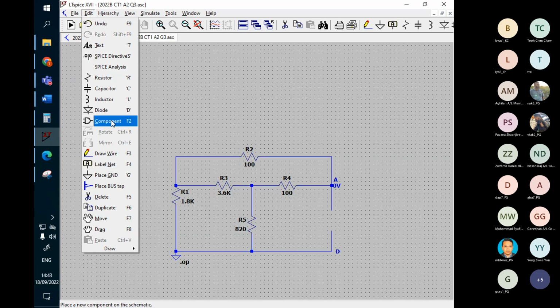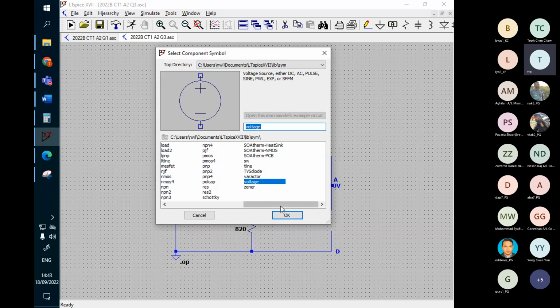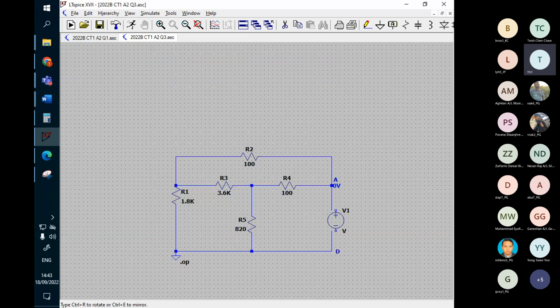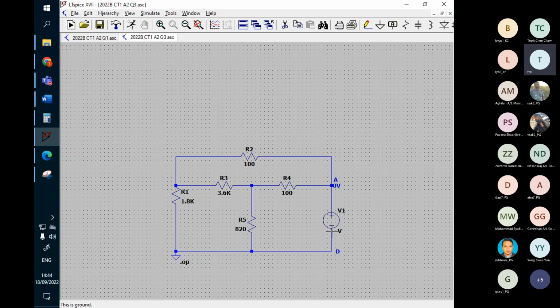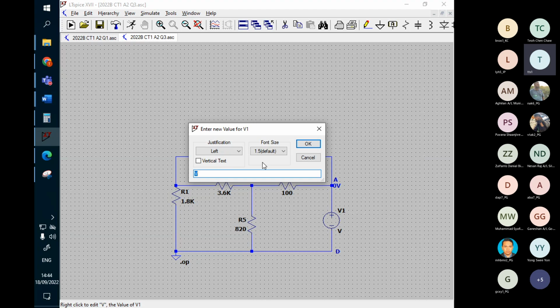Edit, components, then voltage. Okay, so place it at this gap here. Then change this one to 1 volt. If you don't change to 1 volt, I don't think you will get any result. Change to 1 volt.